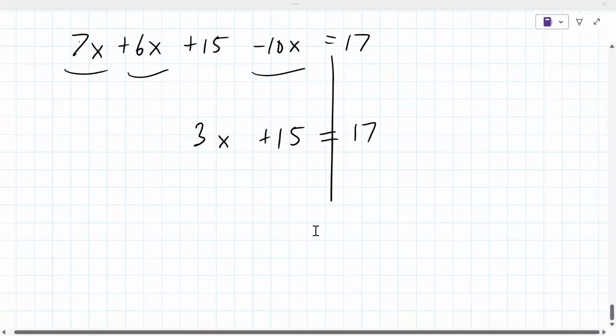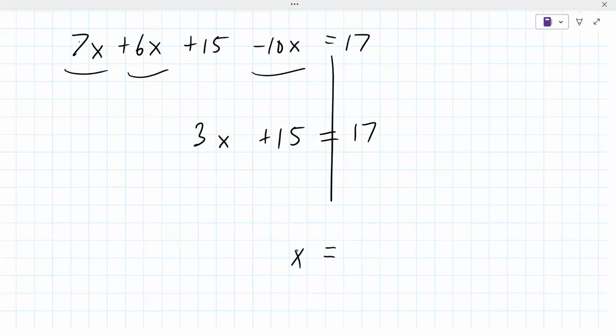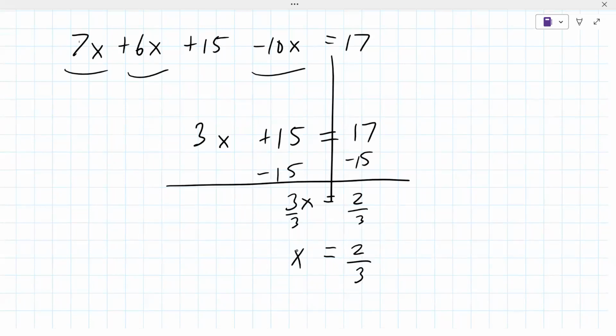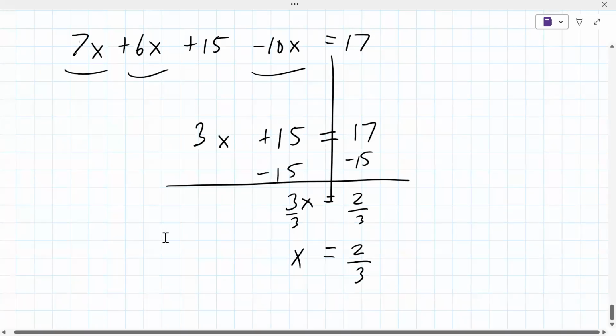What's your final answer? That would be 3/2. So when you subtract 15, that gives you 2 on the right side. And when you divide by 3, it's 2 over 3. Oh, oops. I heard the flip of that. It's a small thing, but it does make a difference.